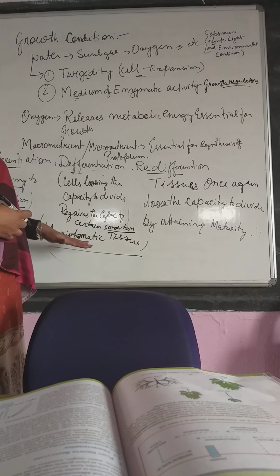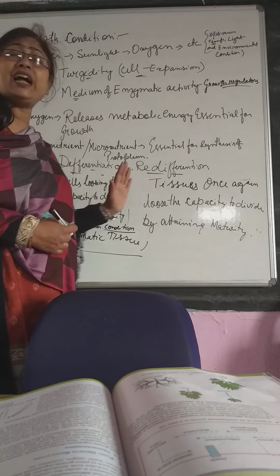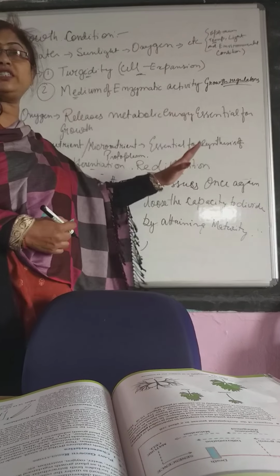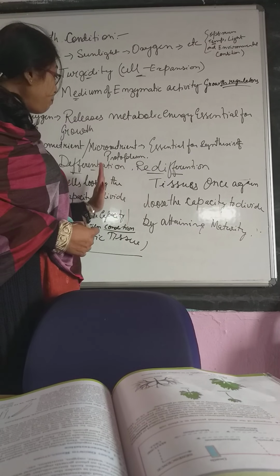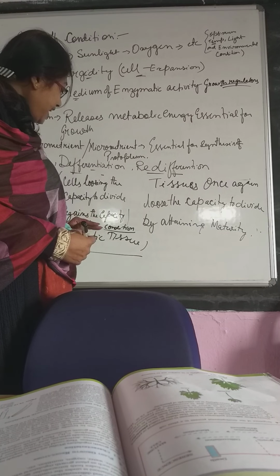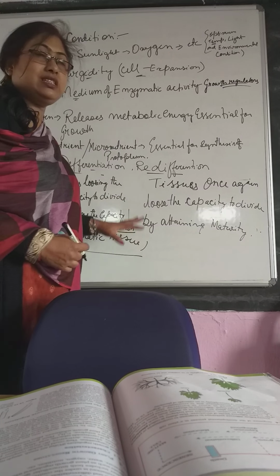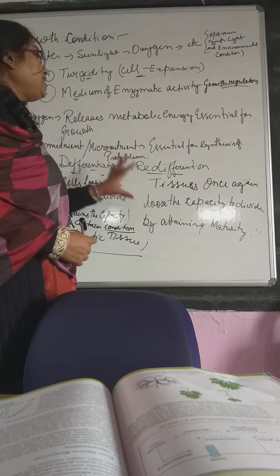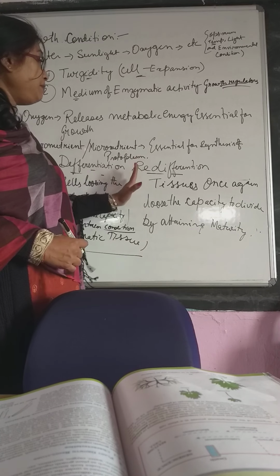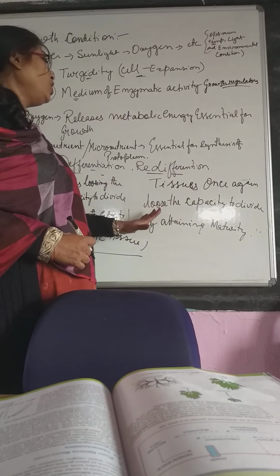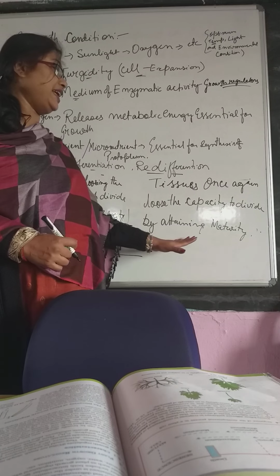Now ultimately, this de-differentiation is not a continuous process. It has to halt somewhere at a point. So the position where these cells again attain maturity and lose the capacity to divide is termed as re-differentiation. That means tissues once again lose the capacity to divide by attaining maturity.